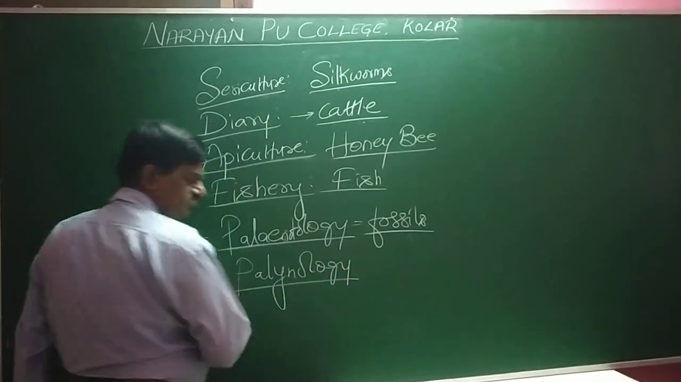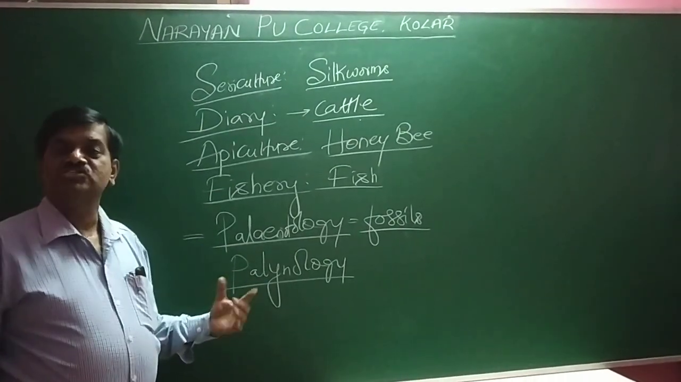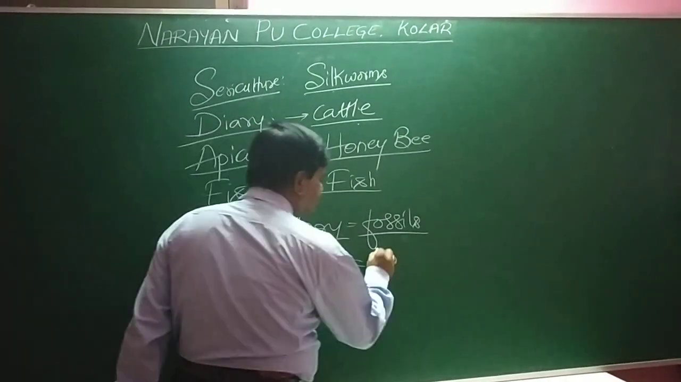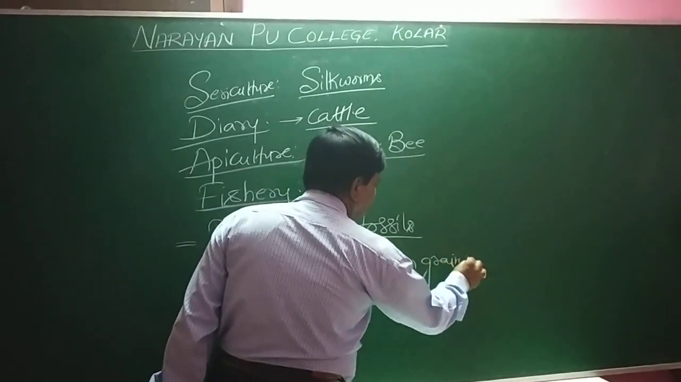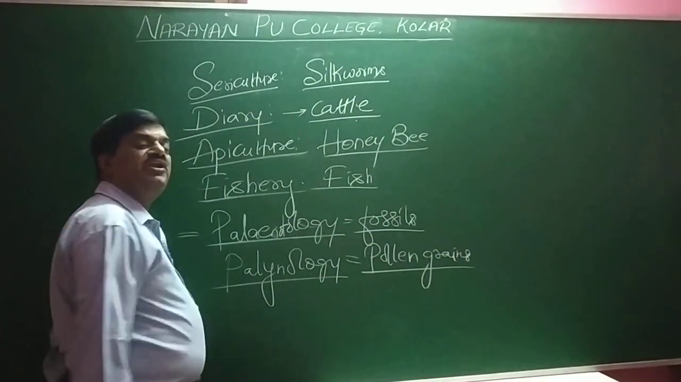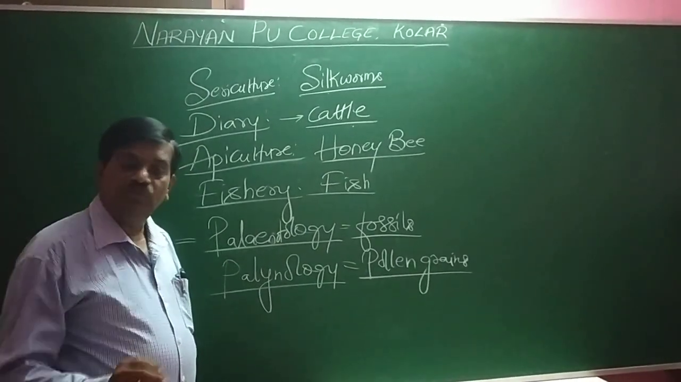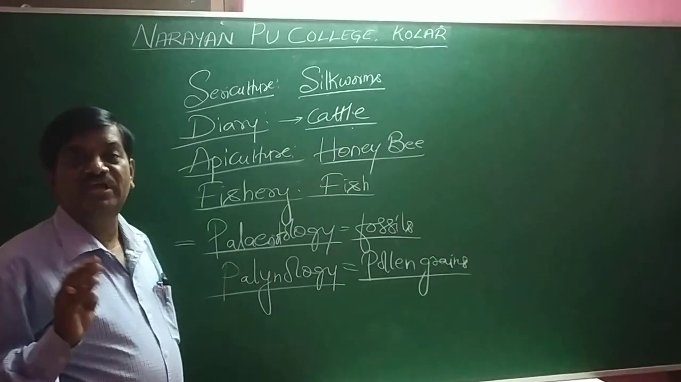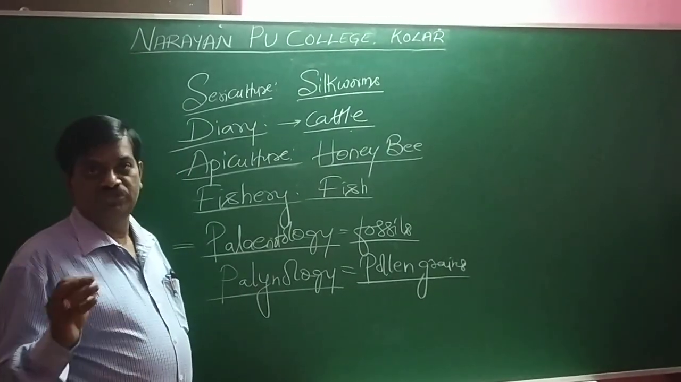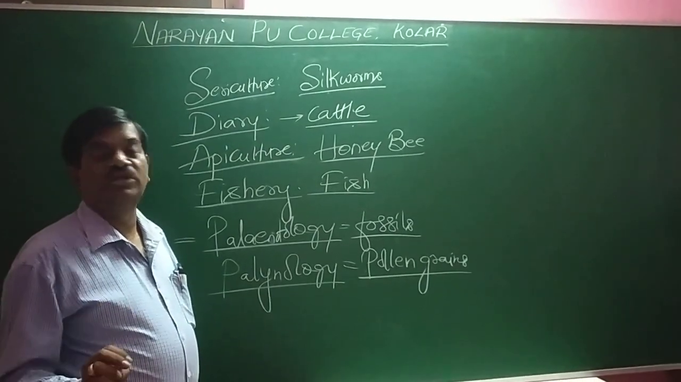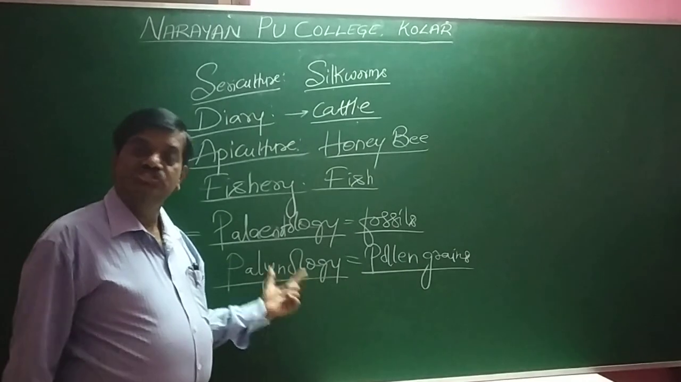Now we'll go for one more called Palynology. Palynology is again a branch of biology. It deals with the study of pollen grains. The pollen grains are the male gametes. In a flower, there is the male sex organ called the androecium, the stamens. They produce pollen grains in the anther. The study of pollen grains comes under Palynology.